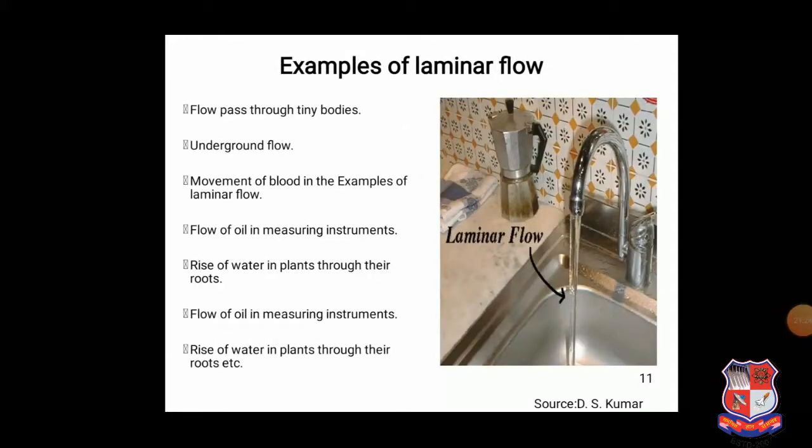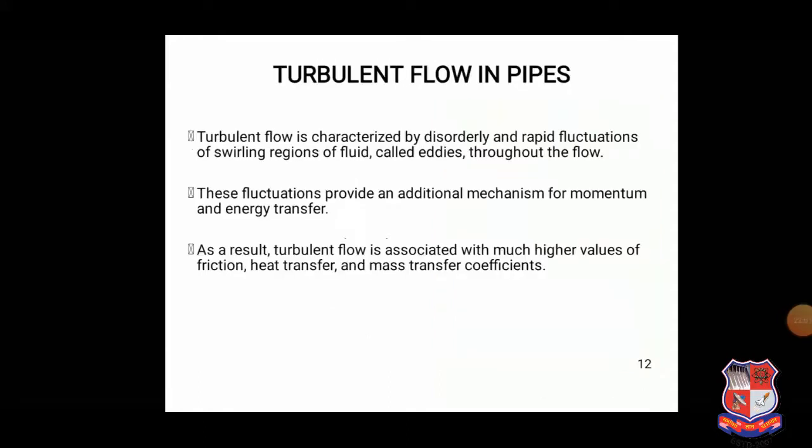Now these are examples of laminar flow: flow through tiny bodies, underground flow, movement of blood, flow of oil in measuring instruments, and rise of water in plants through their roots. You just see the diagram. The diagram is of the laminar flow. If you want to see this content, I already mentioned the source: this image and this particular material is taken from the D.S. Kumar reference book.